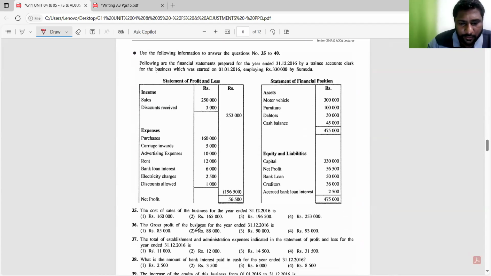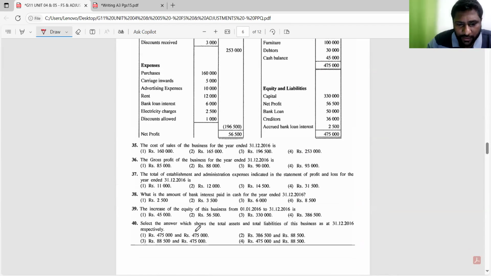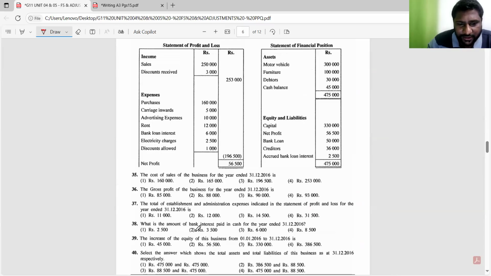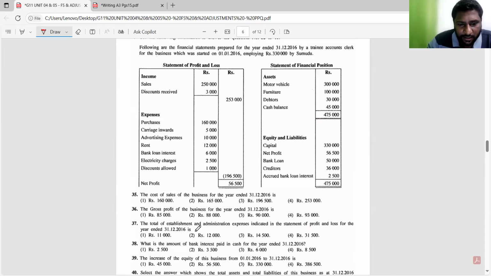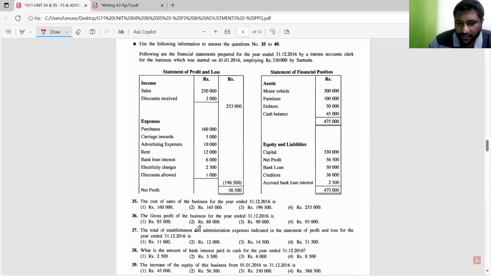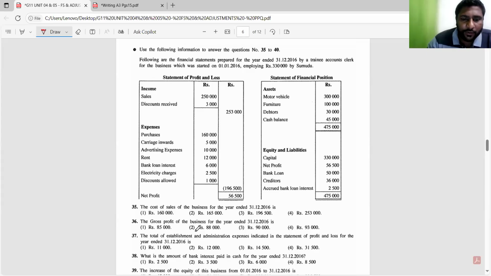Okay. So now we have that set of questions. Let's do it. A set of questions is there, we have to do it. Following are financial statements prepared by a trainee accounts clerk.